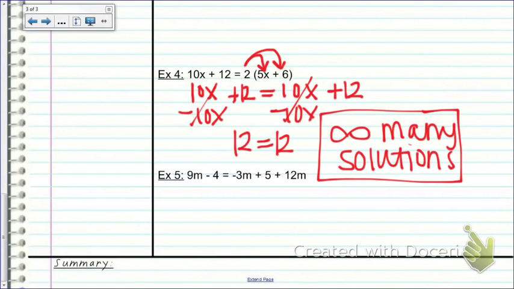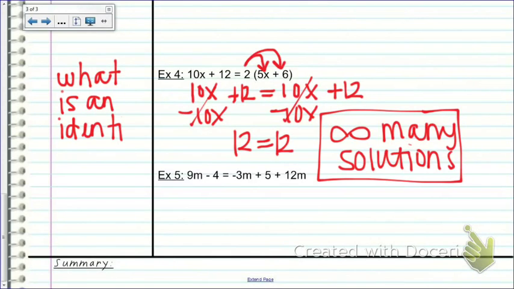This is also a vocabulary word called an identity. So on the left-hand side, you could write your question, what is the identity? Or what is an identity? And then tomorrow we'll add it to our vocab page. An identity is when you have infinitely many solutions, or a true statement. Everything cancels out, but you're left with a true statement. Okay? So let's do example 5 really quick.